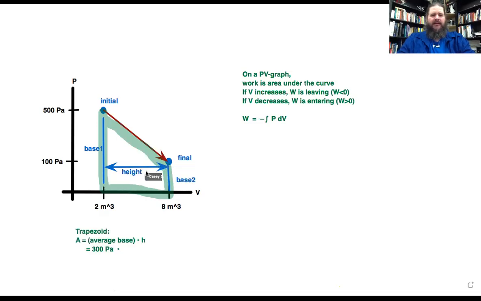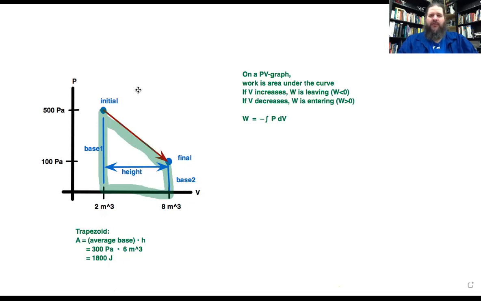And then the height is just the difference between them. So from 2 cubic meters to 8 cubic meters, that would be 6 cubic meters. So 300 times 6 would be 1800. Pascals times meters cubed is joules. So the amount of work done during this process should be 1800 joules.